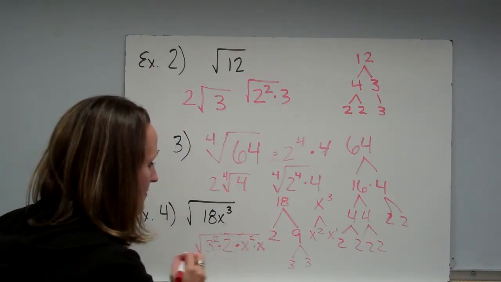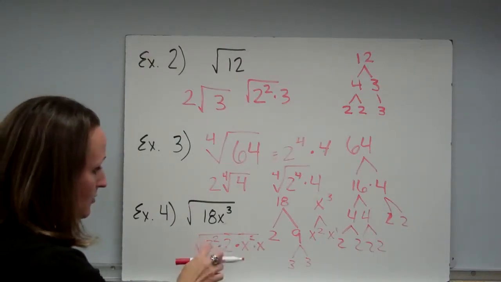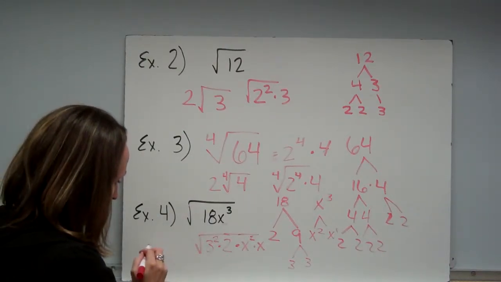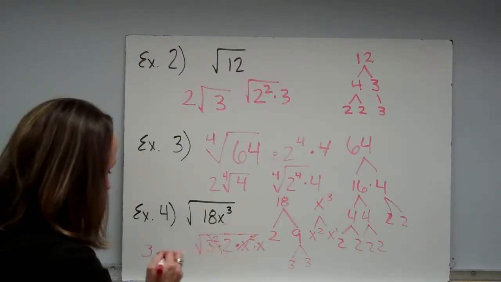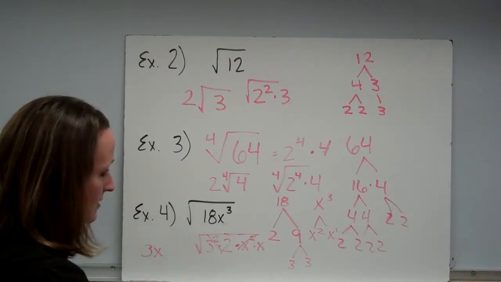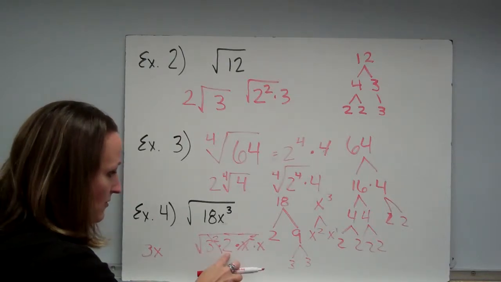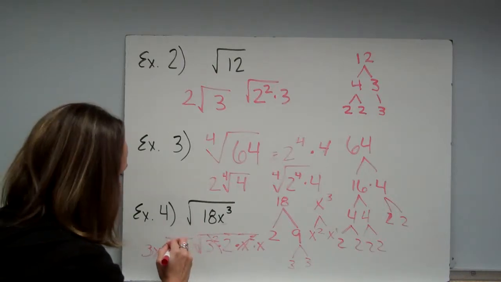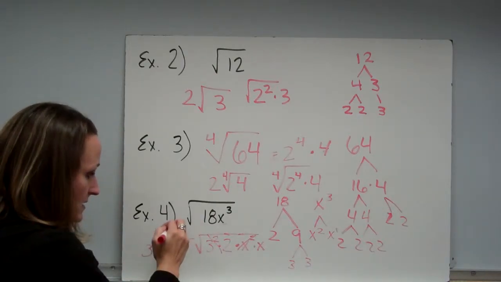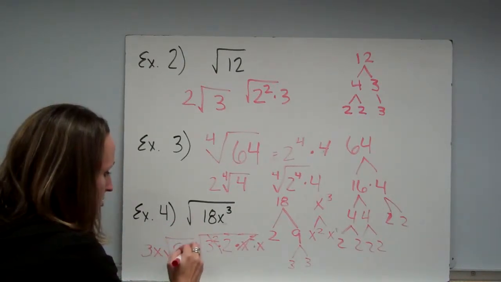Now, pull out everything that has a square root. Well, 3 has a square root, so I'm going to write 3 on the outside. Cross it out. X has a square root, so I'm going to write x on the outside. Cross it out. What's left under my radical? 2 and x. So 18x cubed becomes 3x square root of 2x.